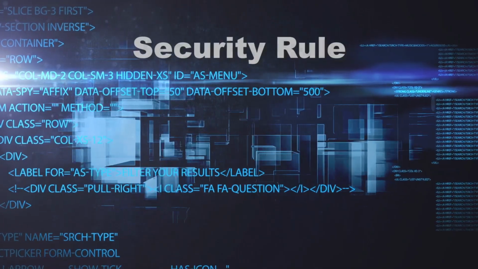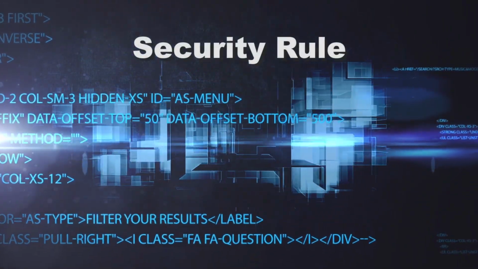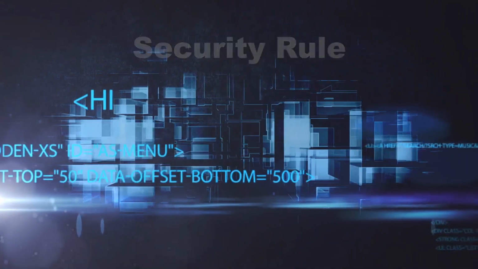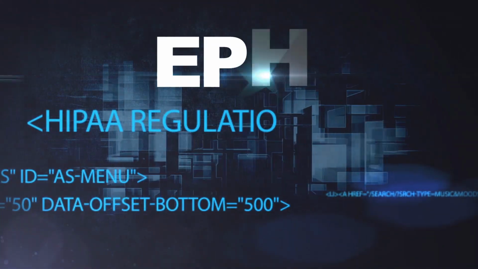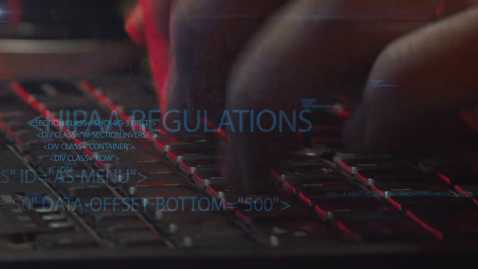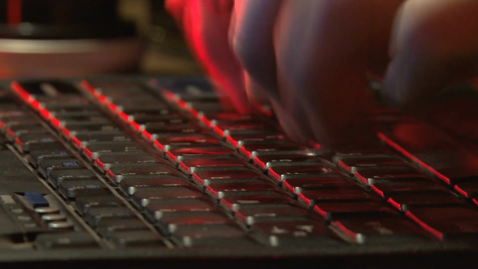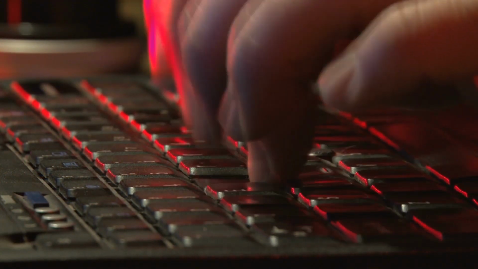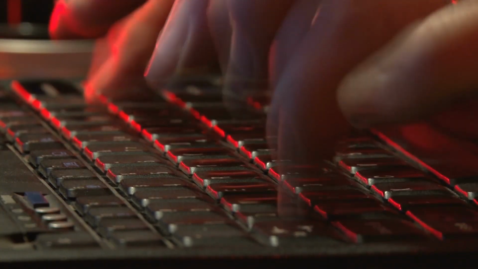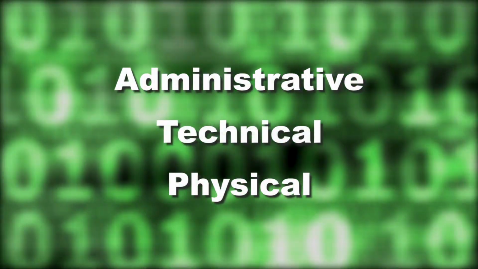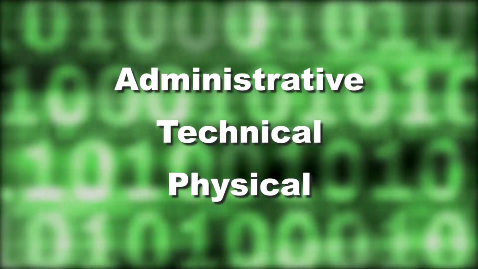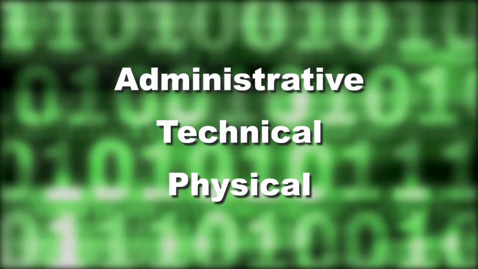The HIPAA Security Rule deals with protecting the confidentiality and integrity of PHI when it is in electronic form, also known as ePHI. The rule is intended to prevent ePHI from being accessed by unauthorized persons or otherwise tampered with. To accomplish this, the security rule requires the use of administrative, technical, and physical safeguards on the part of entities that have custody of this information.